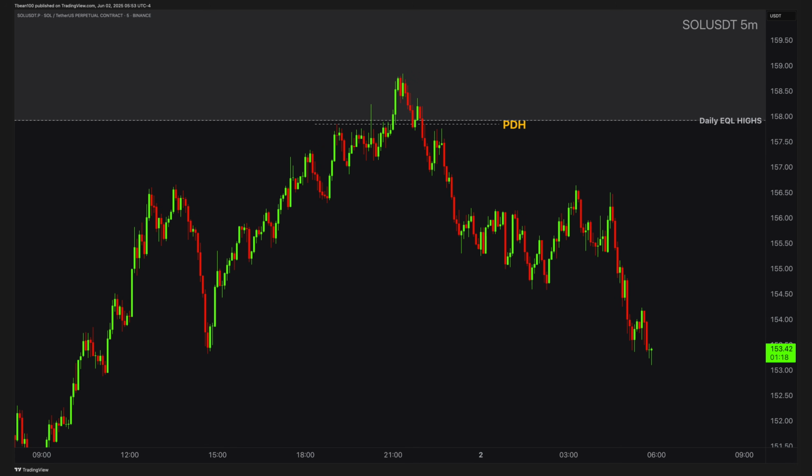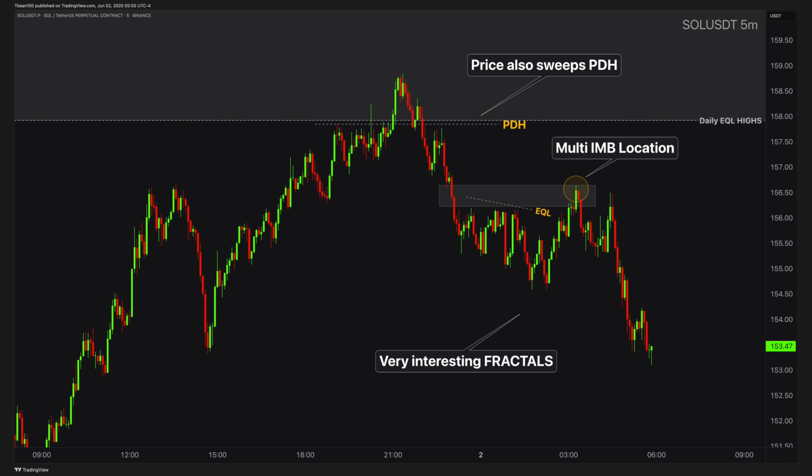First thing you should know, the daily manipulation location also sweeps the previous day high, the PDH. And this is the location of multi-imbalance points, which we use to spot with our ICT high time frame indicator. Okay, what happens here? Another liquidity with imbalance, basically another inner fuel location. Actually, very interesting fractals.